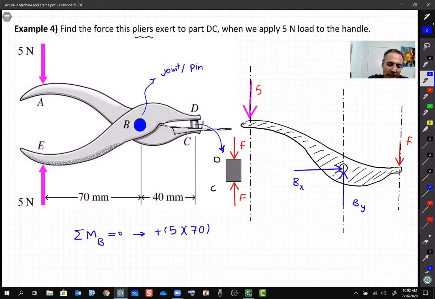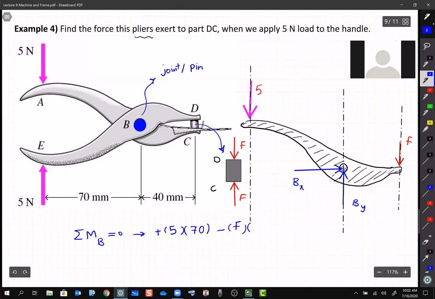And then what about F? This F that we don't know would be clockwise. Yeah, this F tries to rotate everything about point B clockwise. Minus F multiplied by the distance, which is 40, equal to 0. Simply from here, you can find F, which the question asks us to find, right?